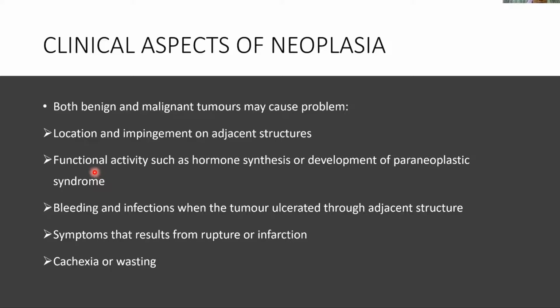The second one is functional activity, such as hormone synthesis or development of paraneoplastic syndrome. We'll discuss paraneoplastic syndrome further after this. Then bleeding and infections when the tumor ulcerates through adjacent structures, and symptoms that result from ruptures or infections. The last one can cause cachexia, wasting because of loss of weight and loss of appetite of the patients.